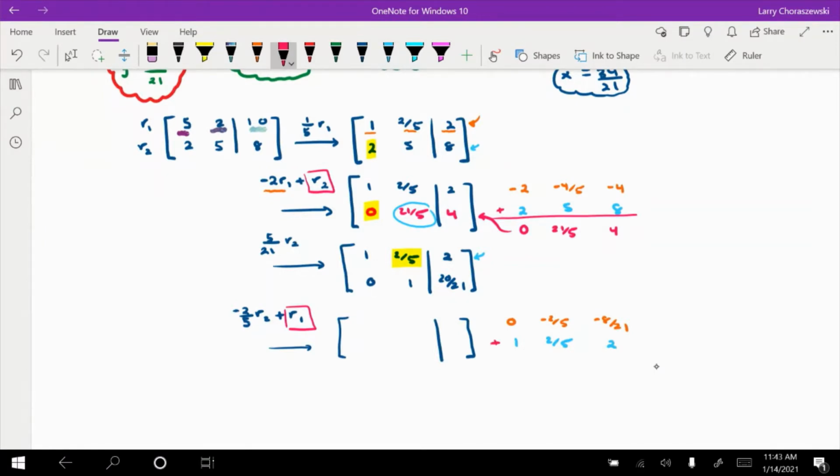Now when we add these down, the numbers that we get will be our new entries of row 1. And what you're going to have is 1, 0, and 34/21. So row 1's newest entries are 1, 0, 34/21. And then the most recent row 2 entries are 0, 1, and 20 over 21.